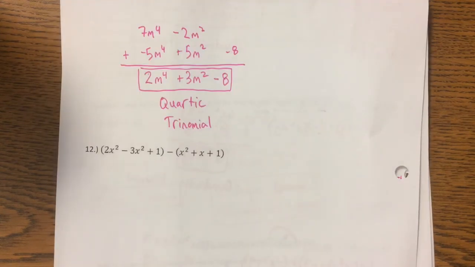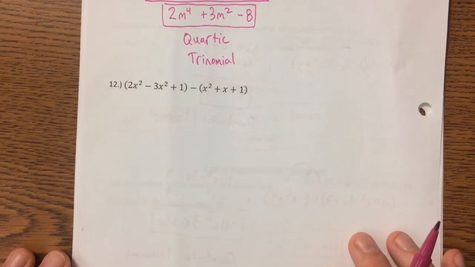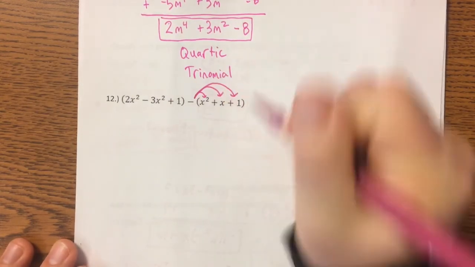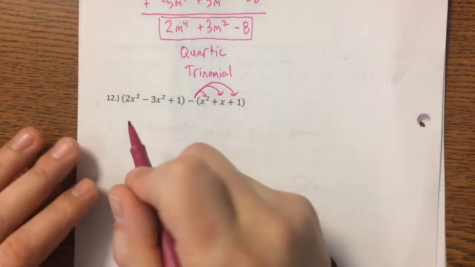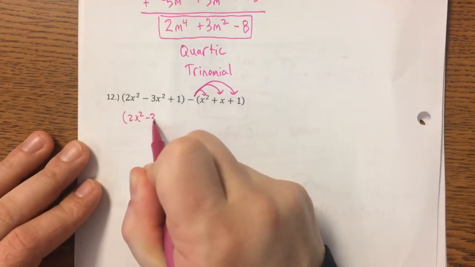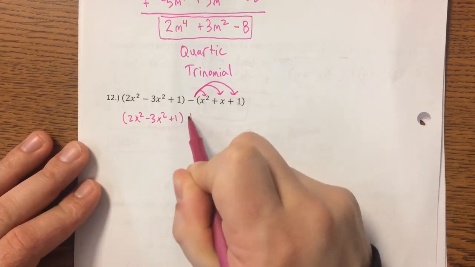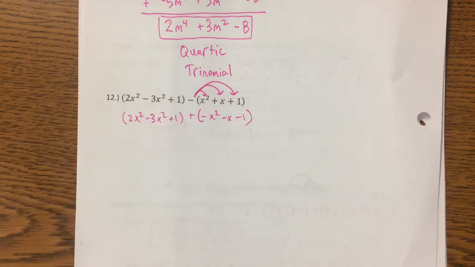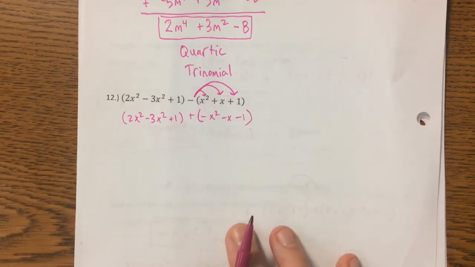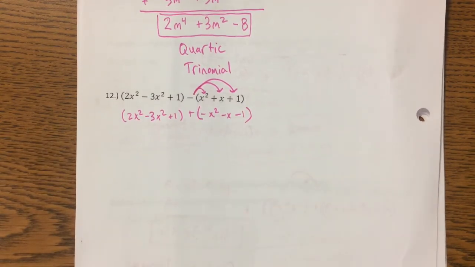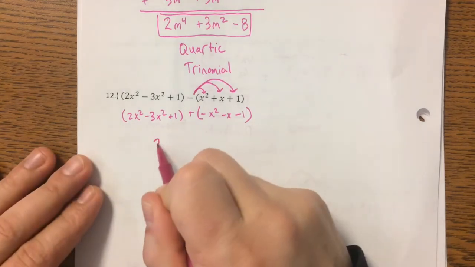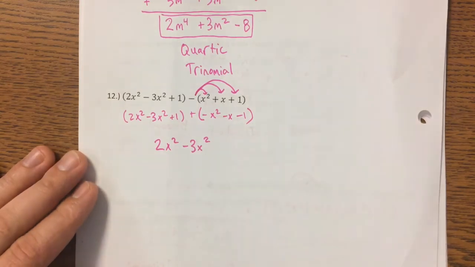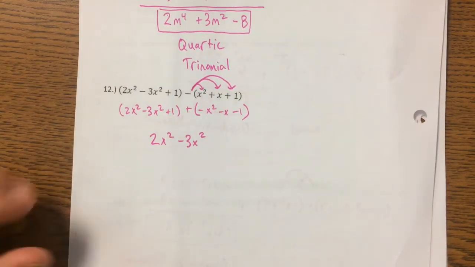All right, last one. We need to distribute that minus. And then let's rewrite it. Okay, now we're going to stack them up. 2x squared minus 3x squared. Oh, wait a minute. Did we forget something? We did forget something.